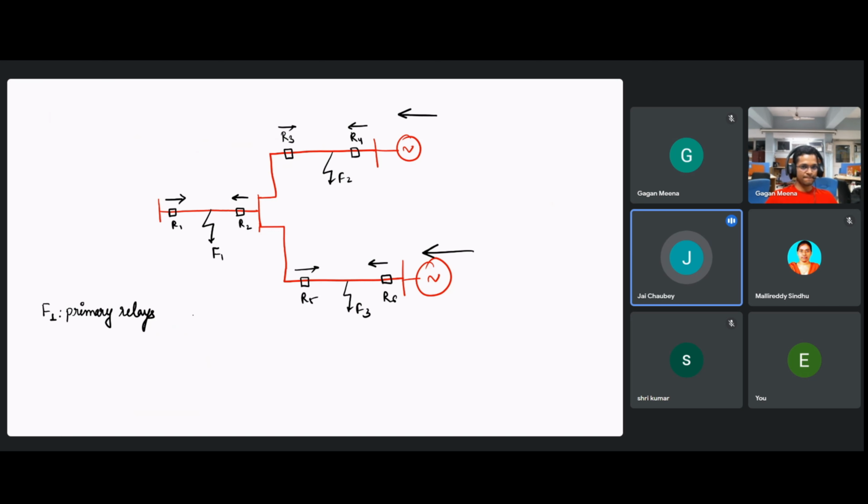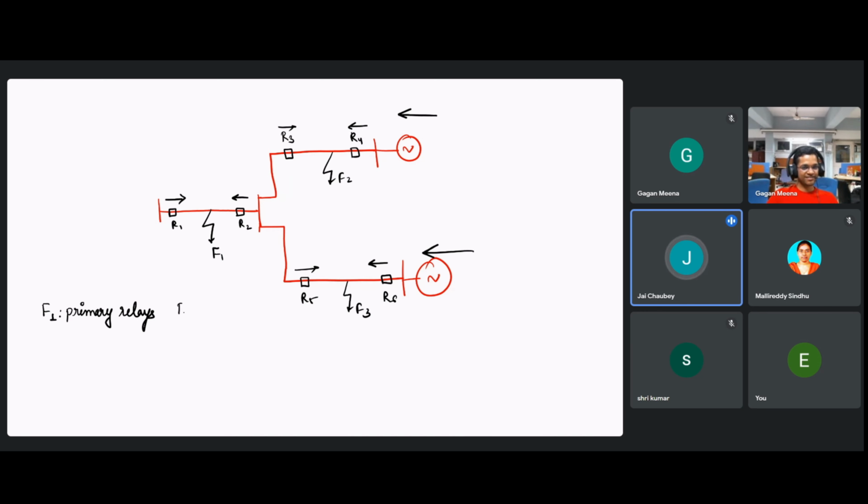For what location? F1, for this one. R1, R2 both will be primary relay. But here we don't have any source. If we don't have any source, R1 will not see any current. Although you are correct in answering, it can act in grid connected mode. It was acting, but now it will not see any current. Although it is meant for protecting this feeder only, in islanded mode it will not see. So R1 will not be used here in this case.